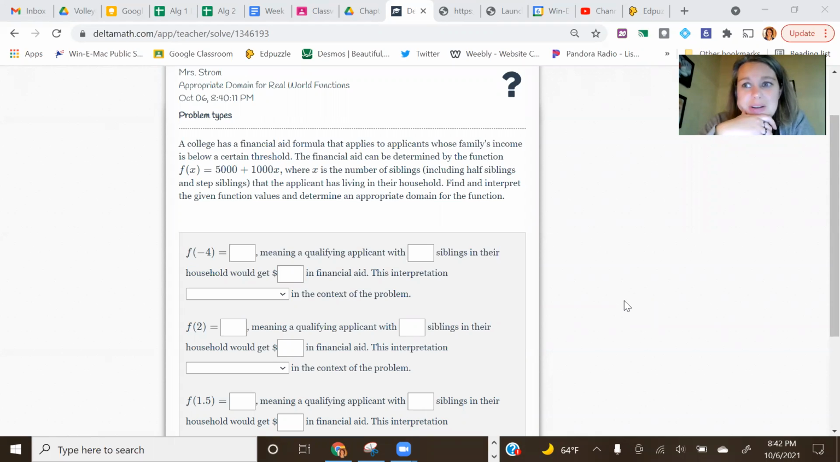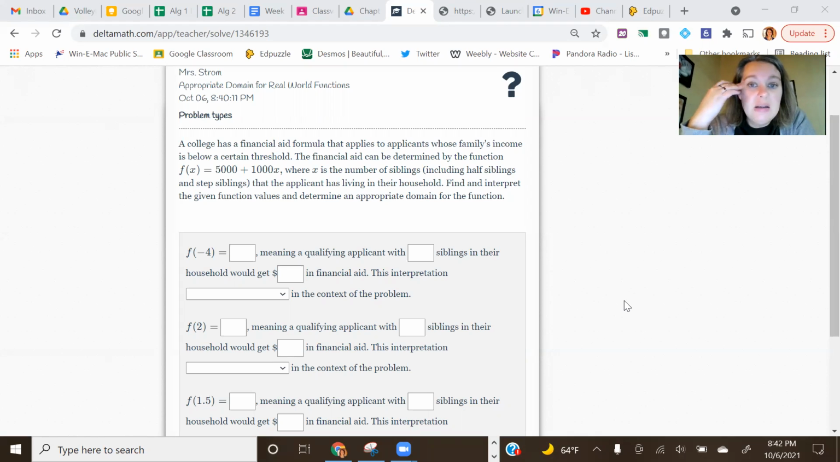There's going to be a lot of reading, I apologize. A college has a financial aid formula that applies to applicants whose family's income is below a certain threshold. What does that mean? It just means that you can fill out this application. If your family doesn't make so much money, not a big deal, but you can get help. You can get extra money for college. Okay, so that's what they're saying.